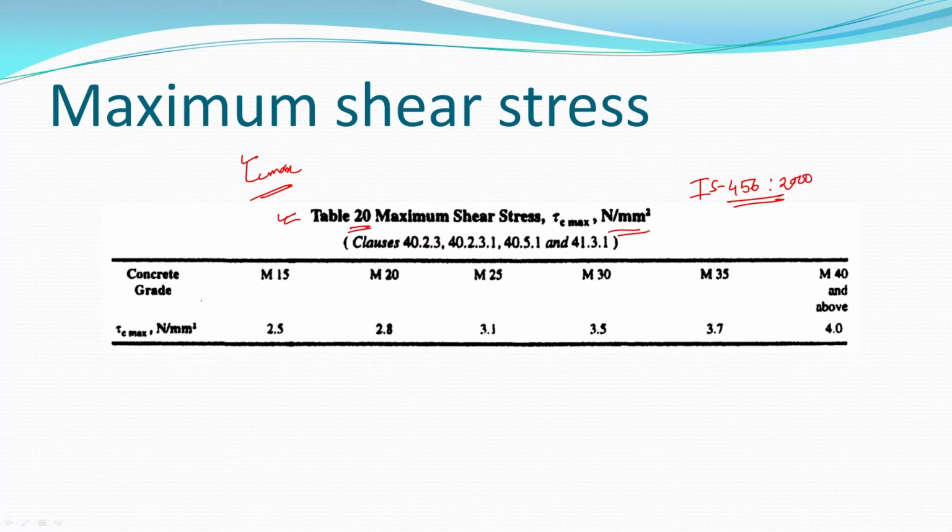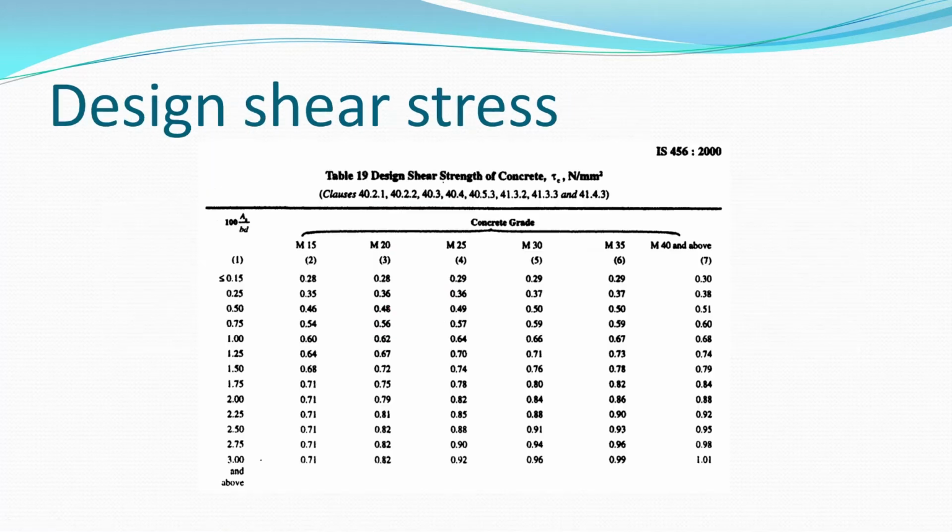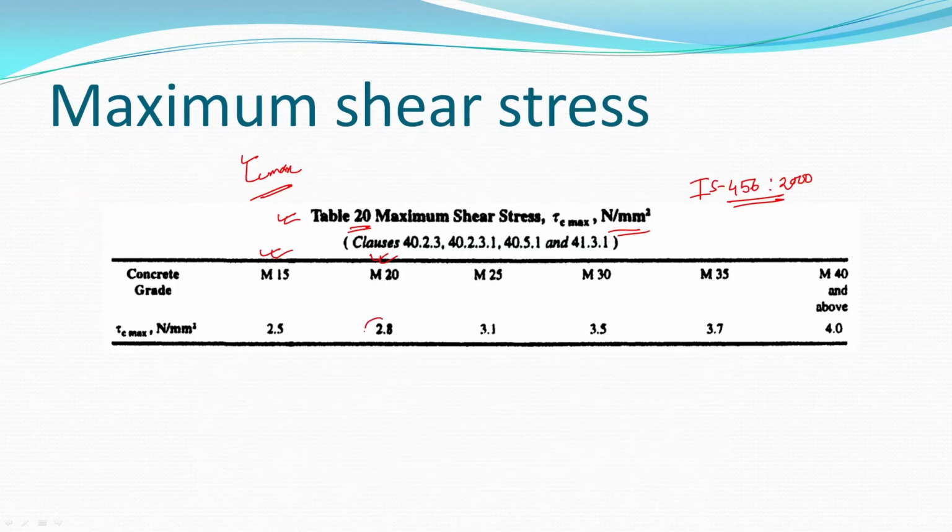Now here, with respect to the grade of concrete, the tau c value is given. Look, previously we considered M20 and we got the value of tau c as 0.48, and here the maximum value is given as 2.8. So this is the maximum value of tau c which is given in Table 20, IS 456 2000. So this is for determination of the maximum shear stress. We need all these three values, that means tau v, tau c as well as tau c max. Okay, now let's go to the next step.